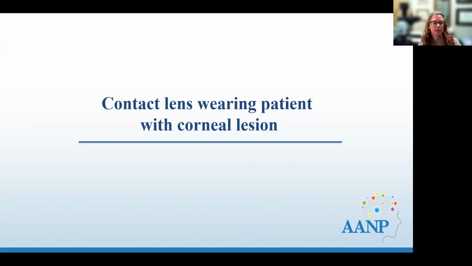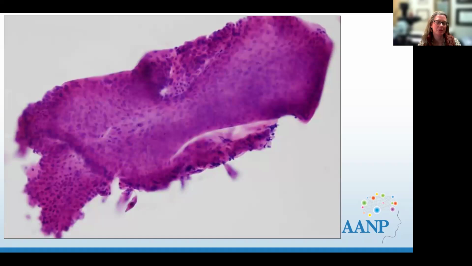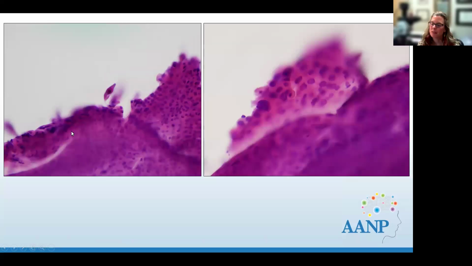So let's look at this infection. So this is the scraping, which you don't see very often. I got to see this case at Vanderbilt. And if you look closely, there are little organisms within the scraping. So this is just a piece of epithelium that went through the cytology lab that was processed. And if you look closely, you can see little organisms within the epithelial layer. So scraping off the surface of the cornea.